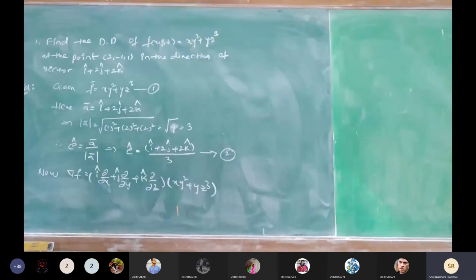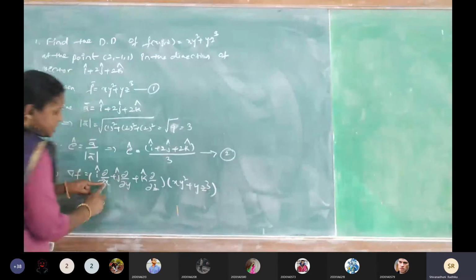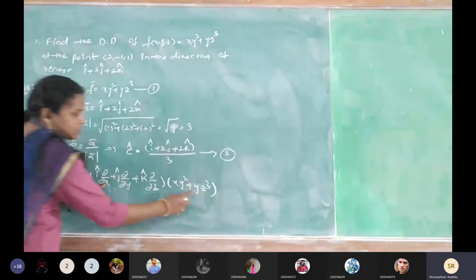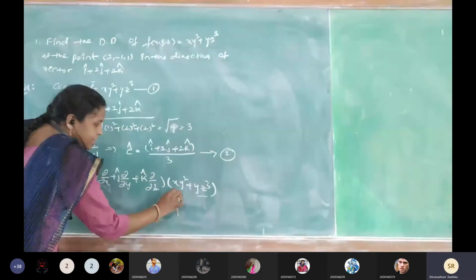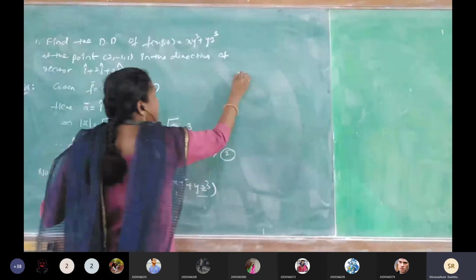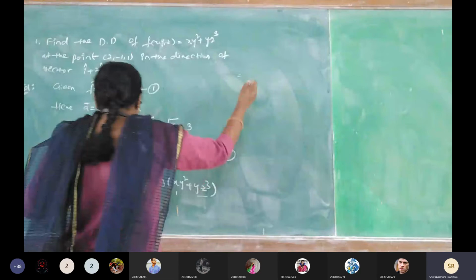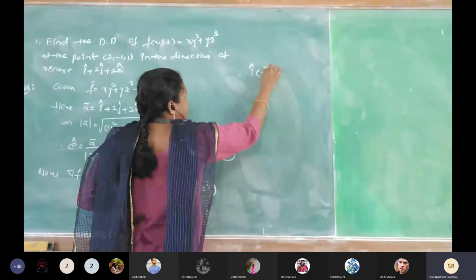Is it clear? Now see, ∂/∂x of (xy² + yz³) with respect to x: yz³ is completely constant, so its derivative is 0. Remaining, we are going to differentiate this. x differentiated is 1, y² is a constant. So what do we have to write here? i, x differentiated is 1, remaining y², plus.